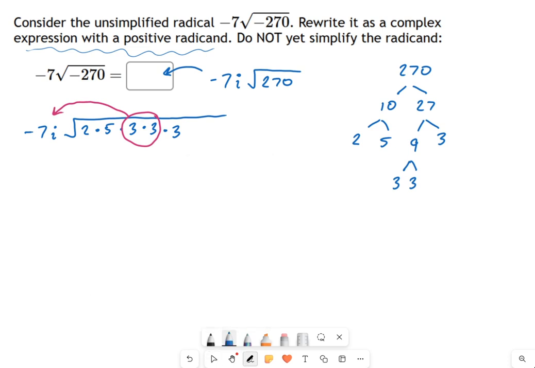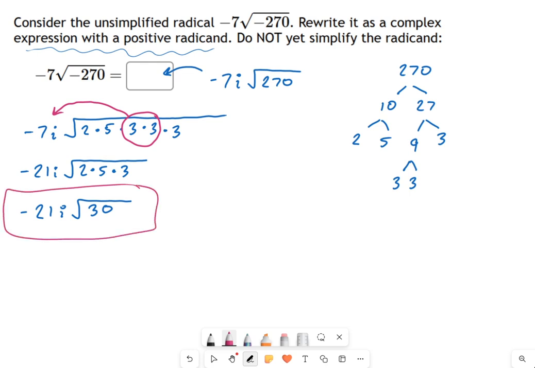So what this is going to turn into, when you multiply negative 7 times 3, is negative 21i times the square root of 2 times 5 times 3. Okay, and that further simplifies to negative 21i times the square root of, I think that's 30. Okay, so that would be the process that you have to go through to simplify a radical when the radicand is negative.